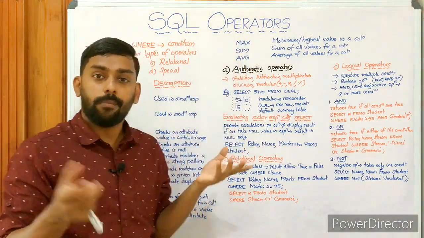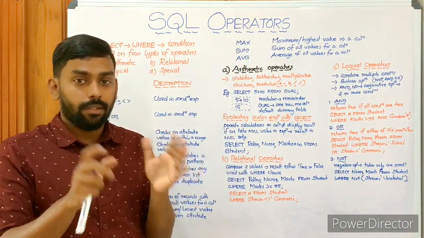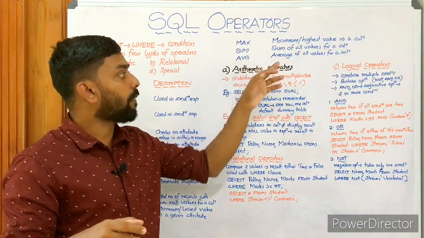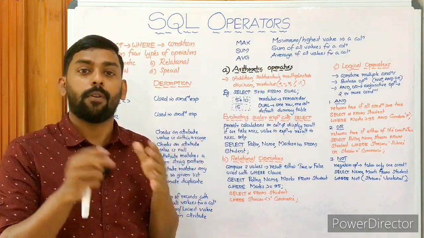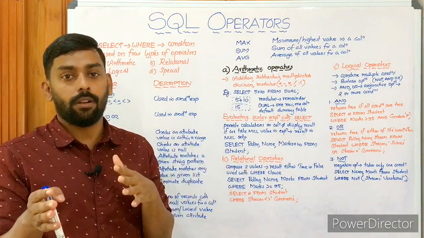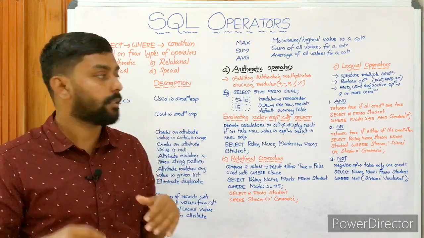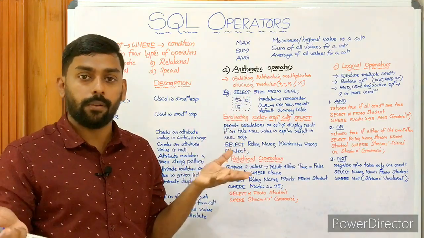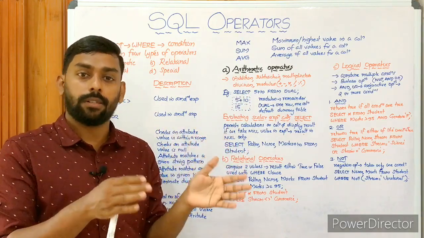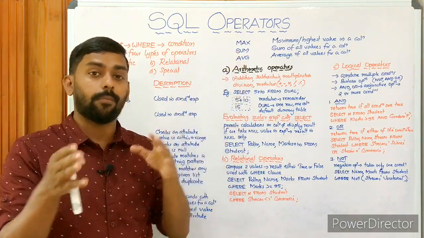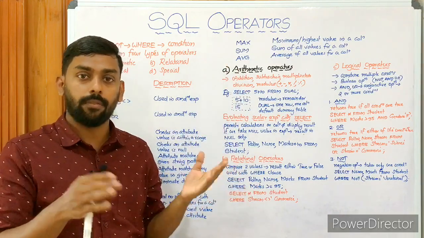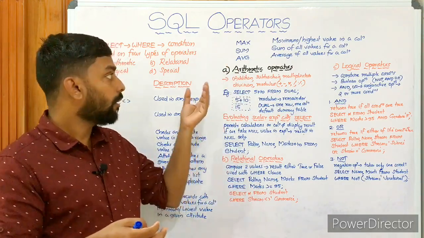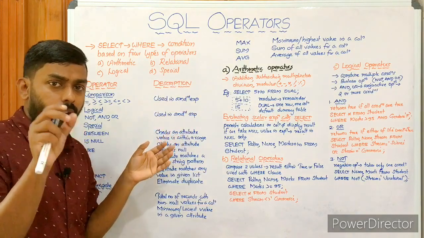Then sum, of course, is used to find the sum of a column. Sum of all the values for a column. For example, sum of marks. Then average means the average of values for a given column. Select sum of marks, select average of marks, which returns the average. Sum and average are very simple, of course.